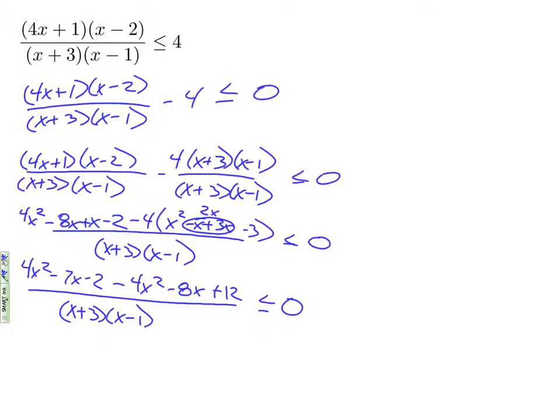Like terms together, so what happens to the 4x squareds? Those cancel out. I've got negative 7x and negative 8x, which is negative 15x. I've got negative 2 and a positive 12, which is 10. So now we're in a position where we can find what we need to go to the number line.